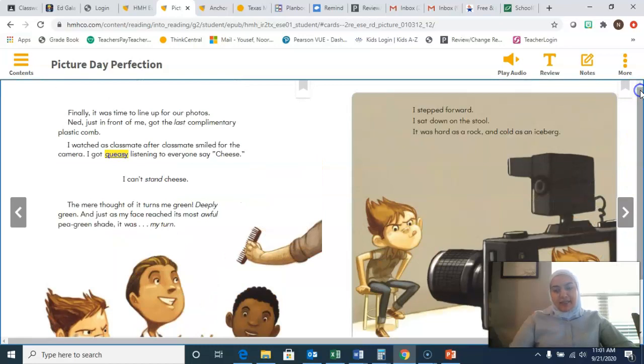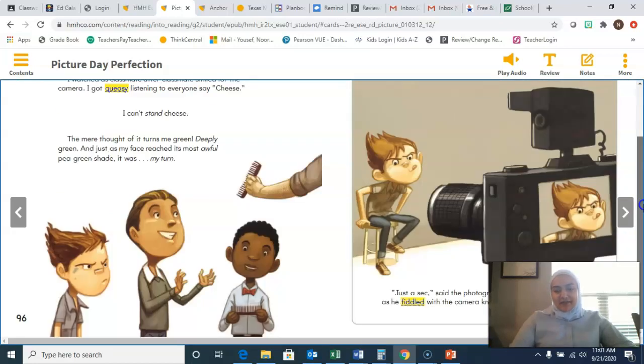All right, so I'm going to stop the story here. We're going to continue reading the story tomorrow. If you want to get ahead and read the story again by yourself or continue to read it by yourself, you can do so. I've assigned it on the HMH website under my assignments. The story is called Picture Day Perfection.